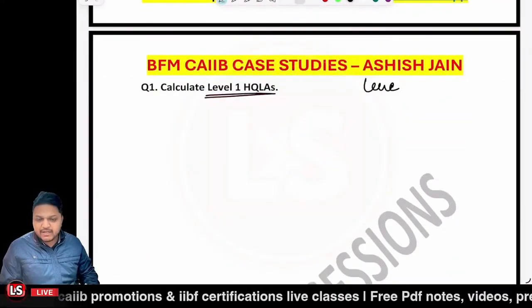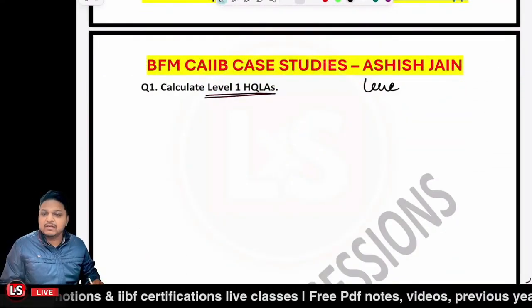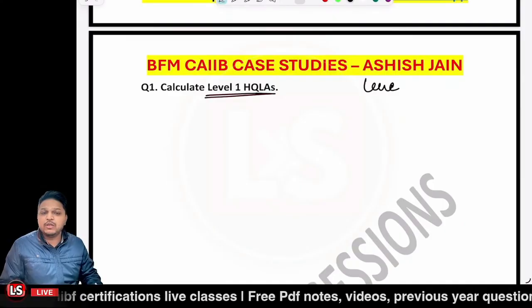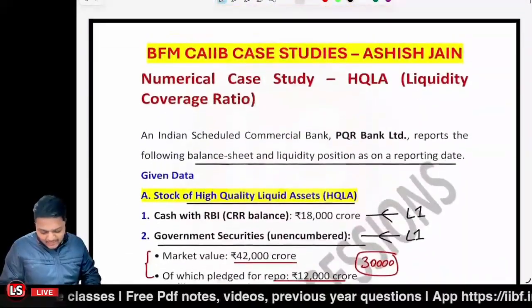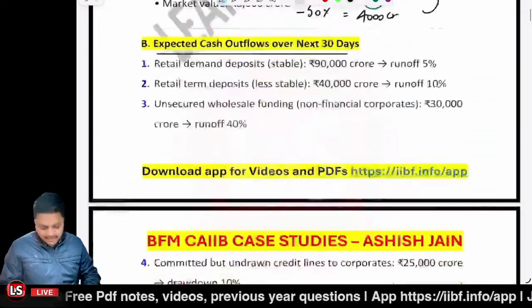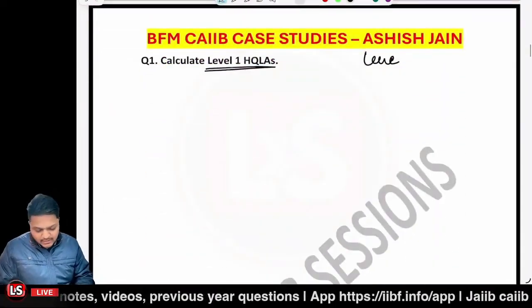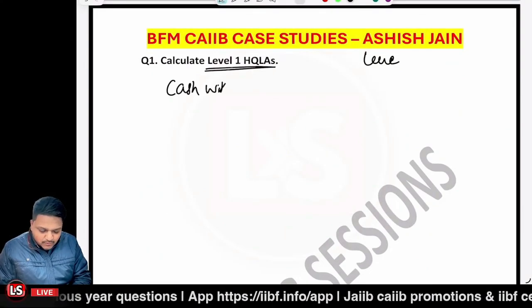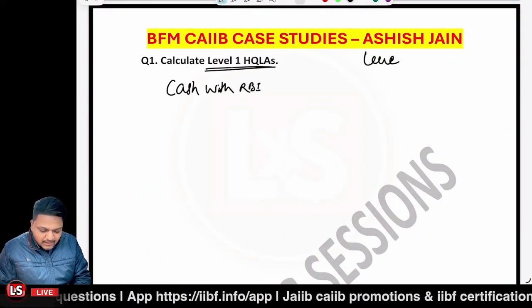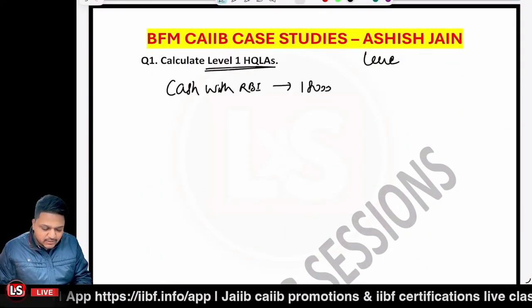So question number 1 says that we were to tell level 1 HQLA and we had only one component out of it, and it was mentioned to be the cash balance with the Reserve Bank of India, and it is 18,000 crores. So we can simply write that cash with RBI, and it is 18,000 crore.